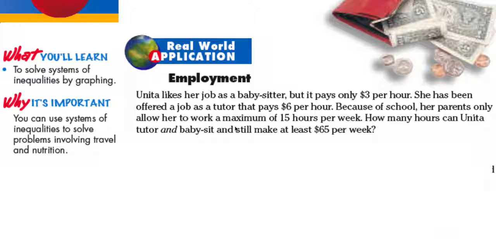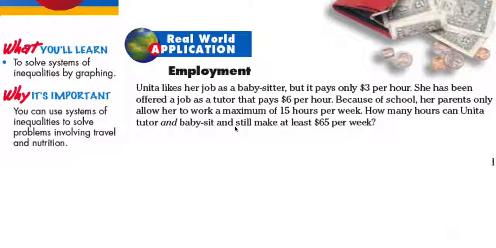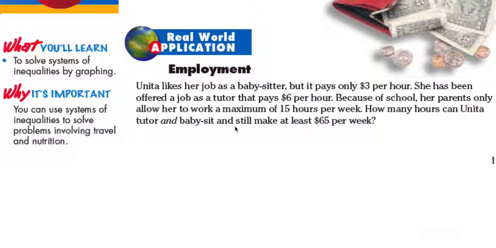Unemployment. Unita likes her job as a babysitter, but it pays only $3 per hour. She has been offered a job as a tutor that pays $6 per hour. Because of school, her parents only allow her to work a maximum of 15 hours per week. How many hours can she tutor and babysit and still make at least $65 a week?